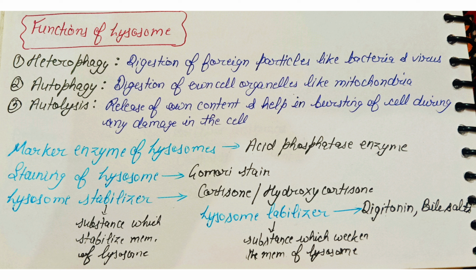The marker enzyme of lysosome is acid phosphatase. Staining of lysosome is done using Gomori stain. And the substances which stabilize the membrane of lysosome are cortisone, also known as hydrocortisone. And the substances which weaken the membrane of lysosome are called labilizers. It includes digitonin and bile salts.